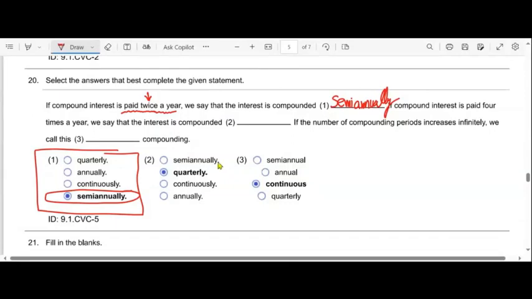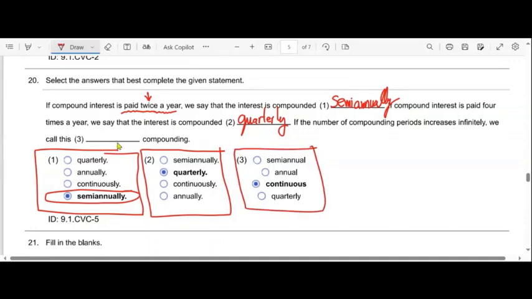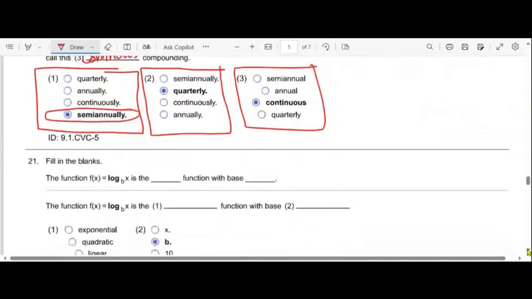Read the next. If compound interest is paid 4 times a year, we say that the interest is compounded quarterly. Quarterly, as in quarter. Next one. If the number of compounding periods increases infinitely, we call this continuous compounding. Very good. Clear or not clear? Clear.